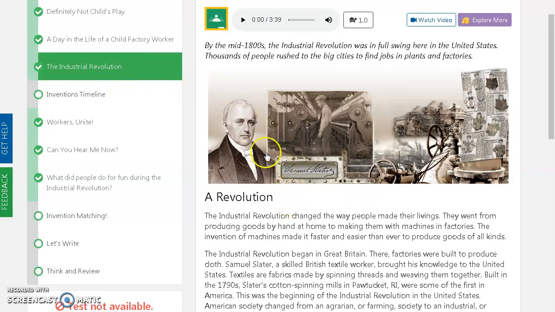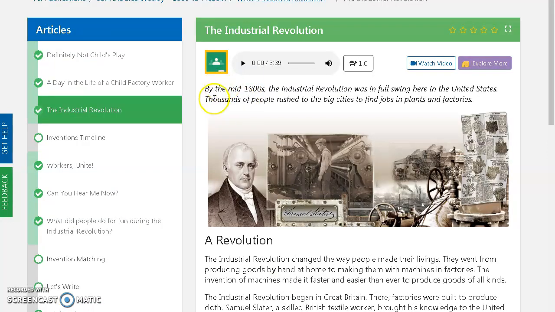It's very sad. Under the Industrial Revolution, here at the top, it says, by the mid-1800s, the Industrial Revolution was in full swing here in the United States. Thousands of people rushed to the big cities to find jobs in plants and factories. You need to know that the word plant in this particular sentence, and everything we've learned about this week in the Industrial Revolution, means a big, large workshop and factory. This is not talking about a tomato plant or a flower. This type of plant means a large workshop, somewhere where you're going to see people working.